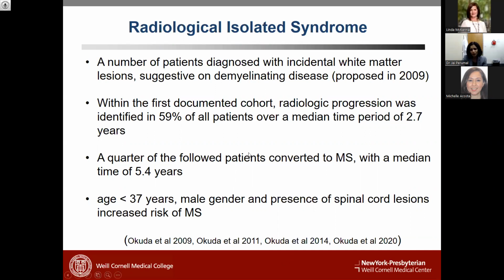So this was, again, one of the earlier studies, from 2009. They looked at patients who had an MRI that was consistent with MS, so it's called radiologically isolated syndrome, and then followed them for about 3 years. And a quarter of these patients ended up having a symptom. Then you called it MS after about 5 years. Patients who were younger, male, and especially if they had spinal cord lesions, tended to develop MS.